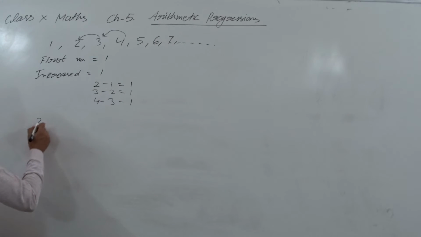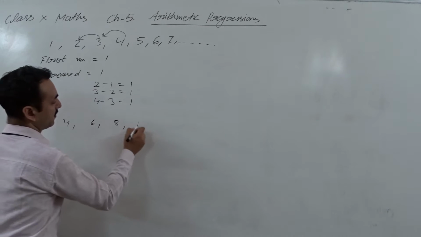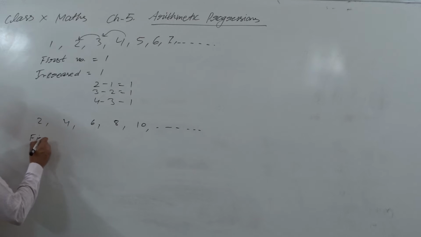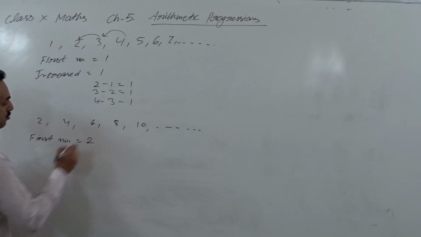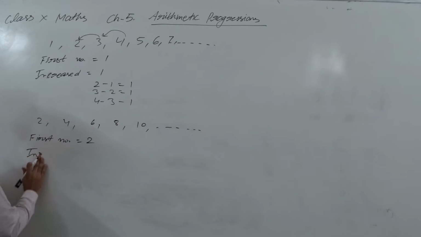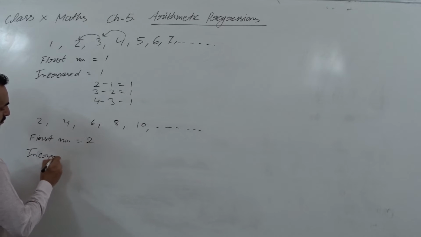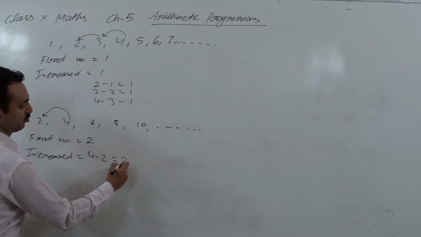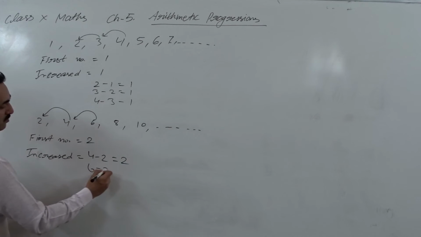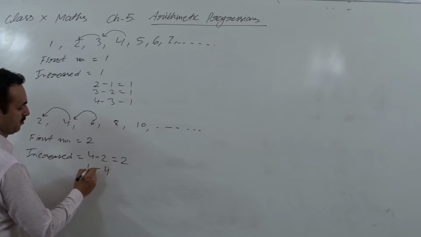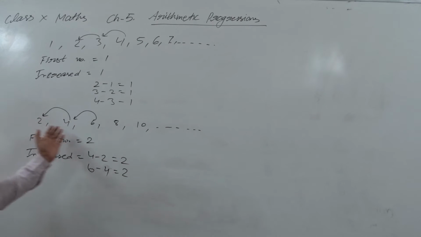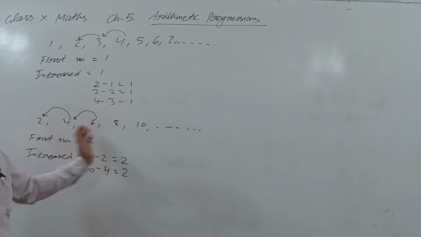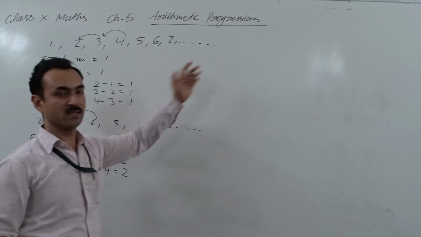Let's see another example. 2, 4, 6, 8, 10, and so on. So what is the first number? The first number is 2 and it increases by 2: 4 minus 2 is equal to 2, 6 minus 4 is equal to 2. So this series of numbers increases by 2. So this is also an arithmetic progression.